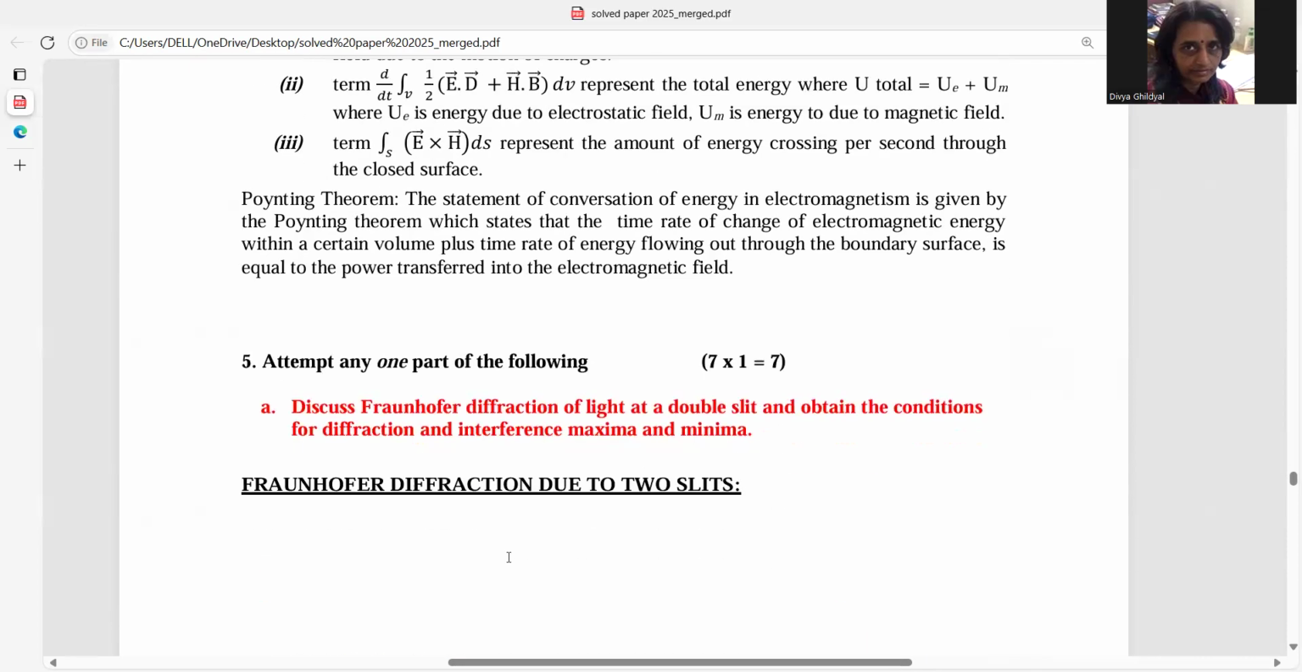And you get the expression which shows the rate of transfer of energy into the electromagnetic field, and the Poynting theorem. Next: Fraunhofer diffraction of light at a double slit, and obtain the condition for diffraction and interference maxima and minima.